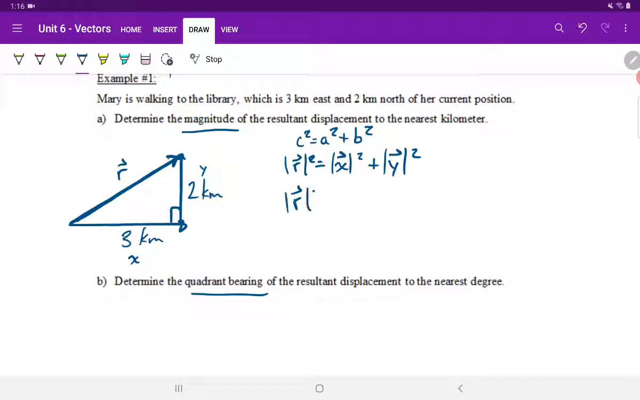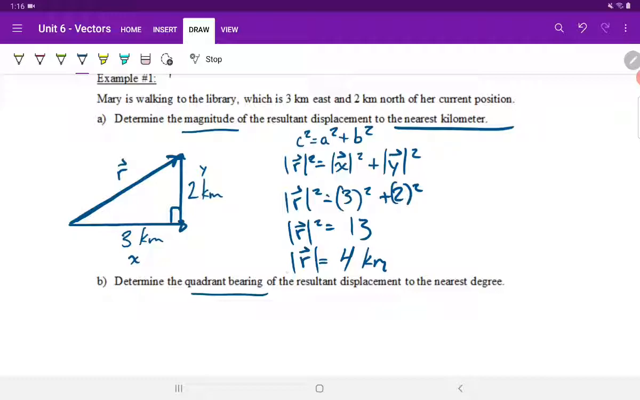So we have 3 squared plus 2 squared, which is 9 plus 4, so 13. We're now taking the square root of 13. Now remember, this could really represent a positive or a negative, but our resultant vectors are always going to be positive. We're taking the absolute value here. The square root of 13 is about 3.6, but it asks us to do nearest kilometer. So we have a resultant magnitude of 4 kilometers.